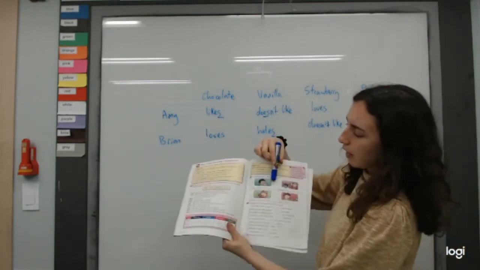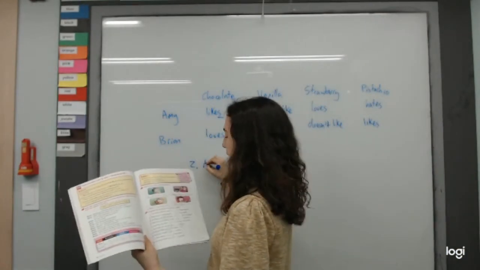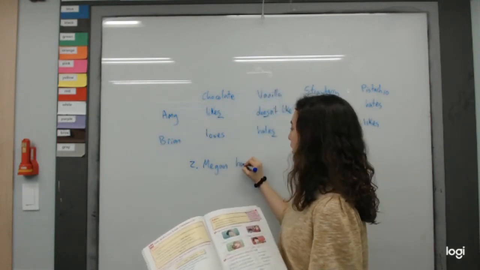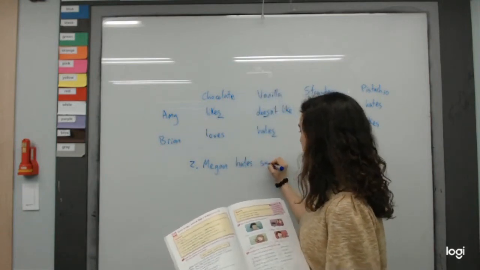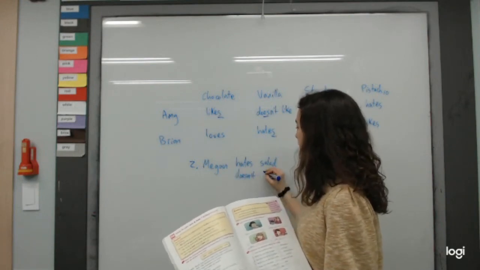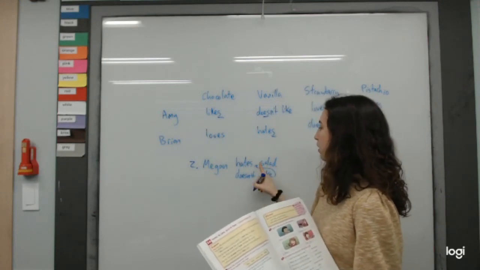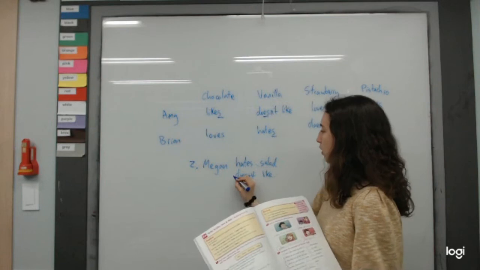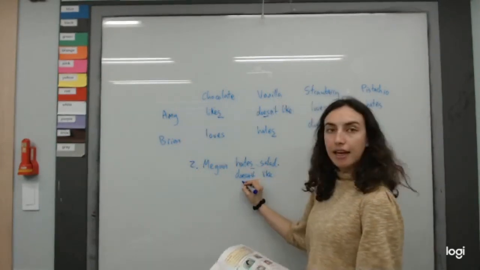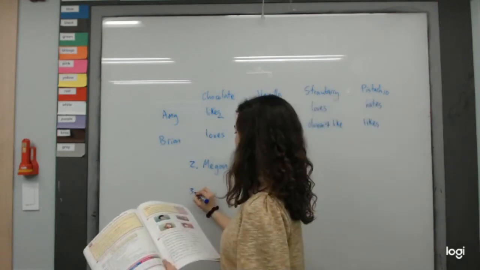We have Gary doesn't like bananas. Number 2, look at the picture. Megan, you can say 2 things, hates salad or doesn't like salad. Both are okay. Hates salad or doesn't like salad. Next one, but we need S. S. Hates, doesn't, doesn't. Okay?